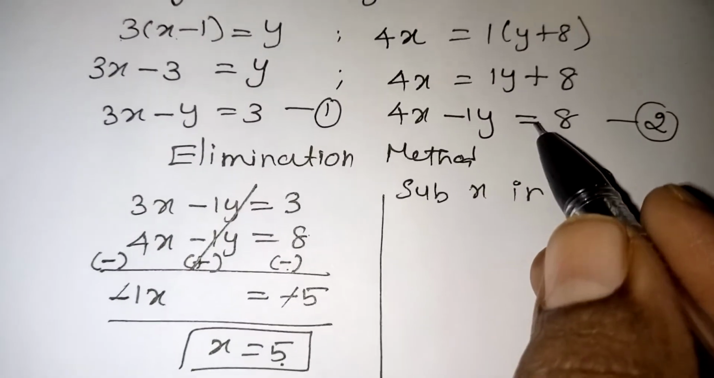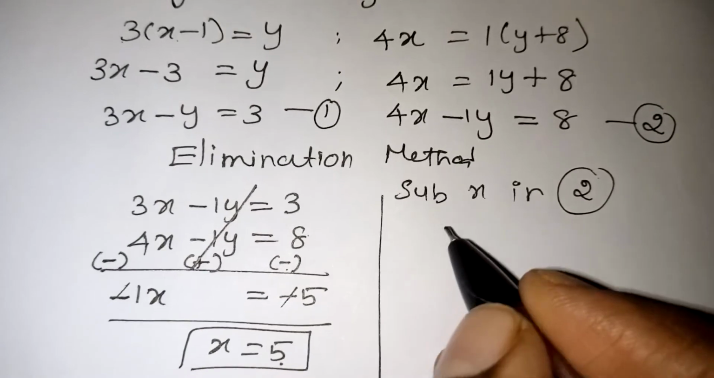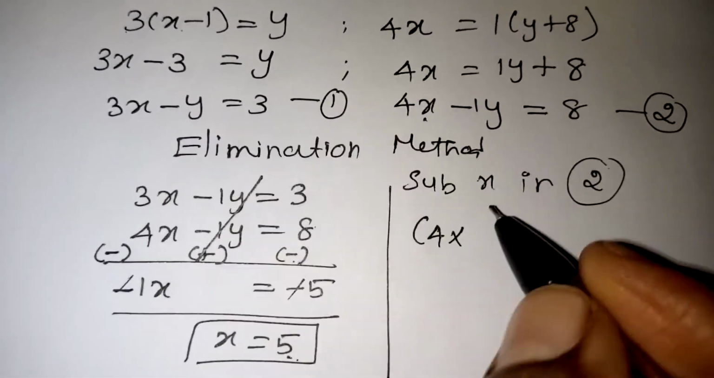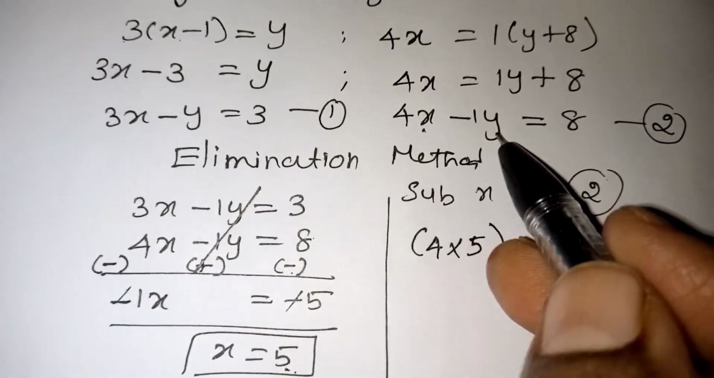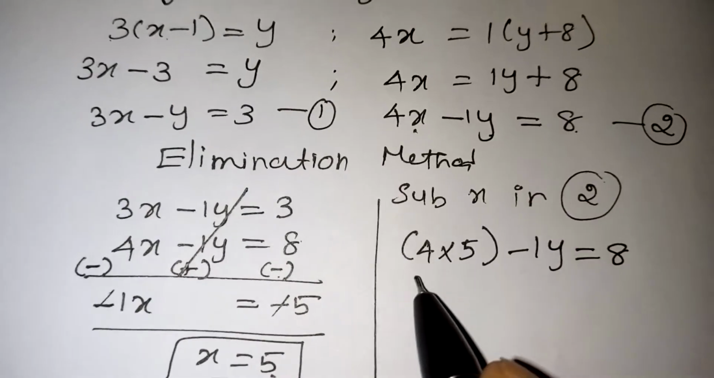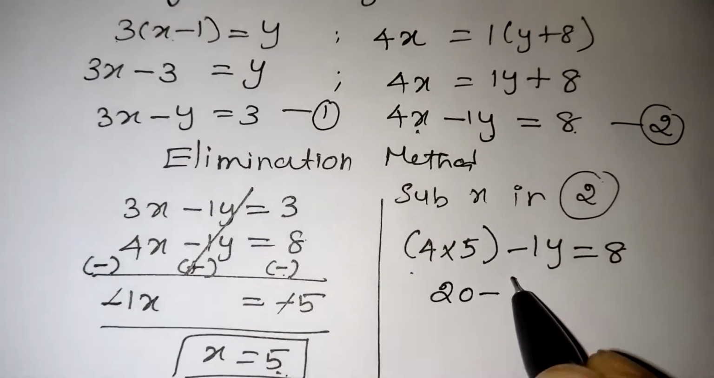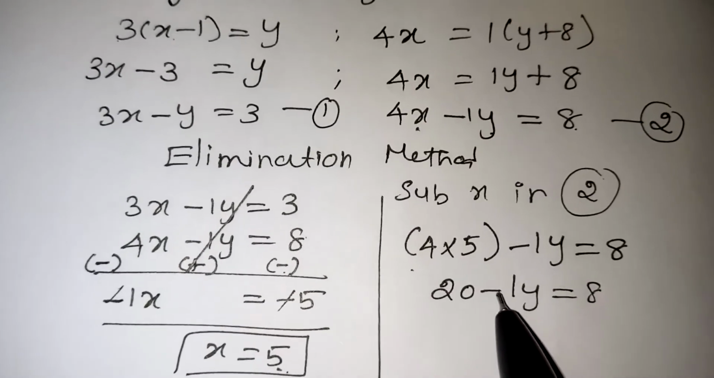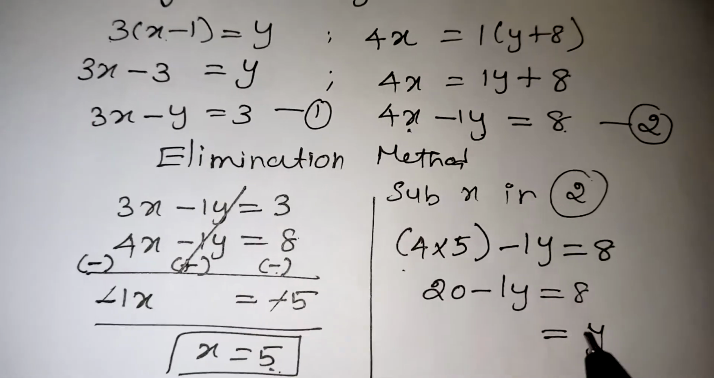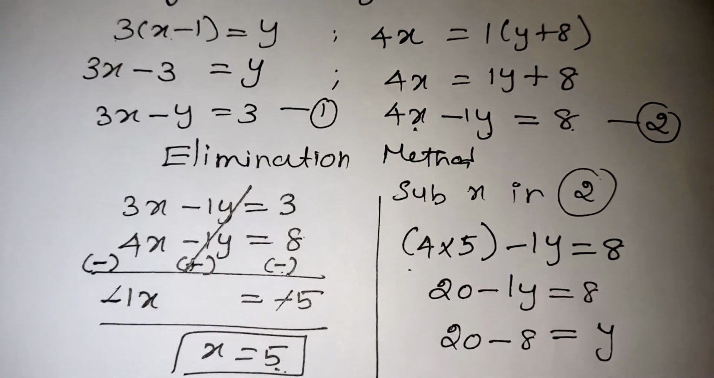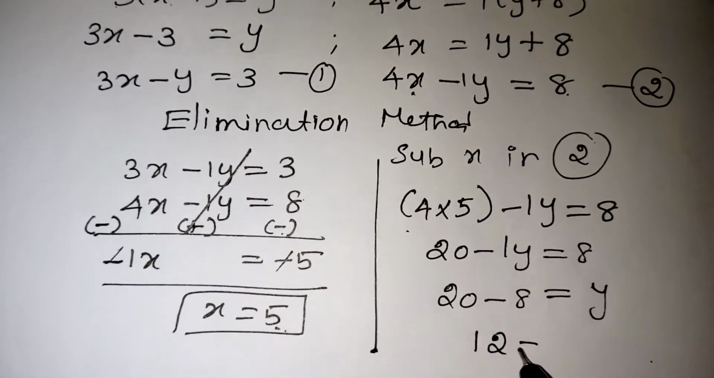This is my second equation. So 4x, that is 4 into, in the place of x I can substitute my x value 5. So 4 into 5 minus 1y is equal to 8. 4 fives are 20. Minus 1y is equal to 8. So here minus 1y, if you take it to the other side, it will become a plus y. Plus 8, if you bring it to that side, will become a minus 8. 20 minus 8, that is 12. 12 is equal to y.